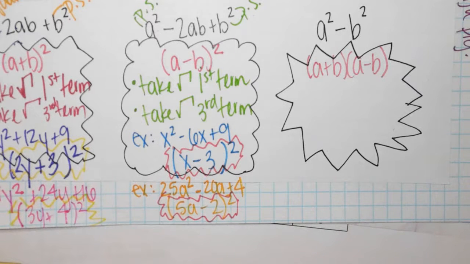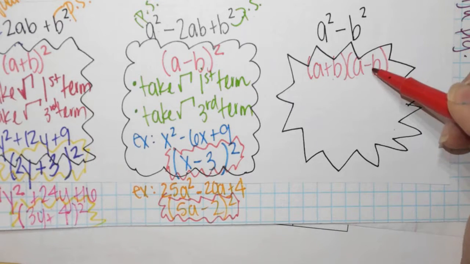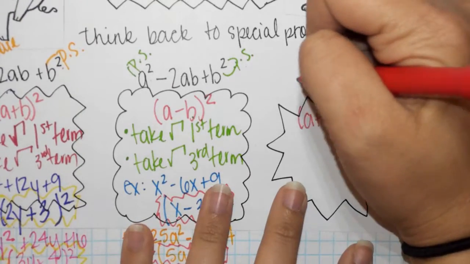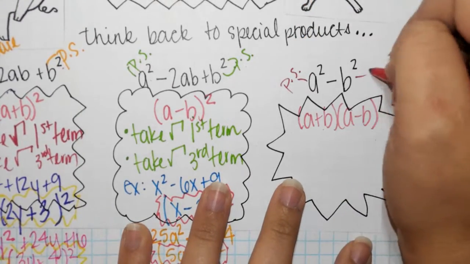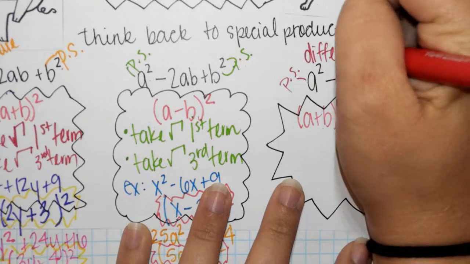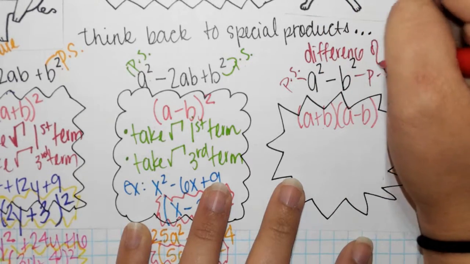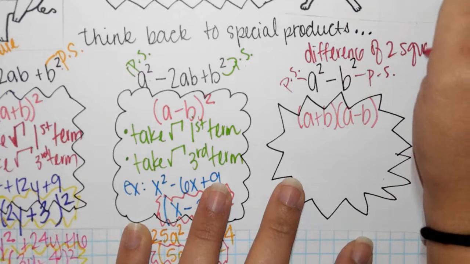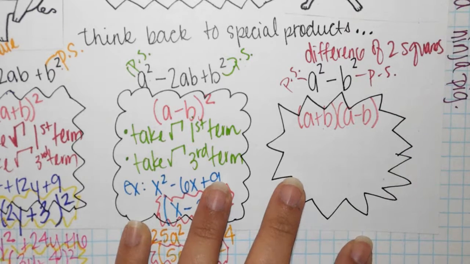Alright, so for the last one, you have a squared minus b squared. So this time you have two terms, which means you're going to have two parentheses. So two terms, two parentheses, and they both have to be perfect squares. Perfect square, perfect square. And this is actually called the difference, because it's subtraction, of two squares. Crazy!